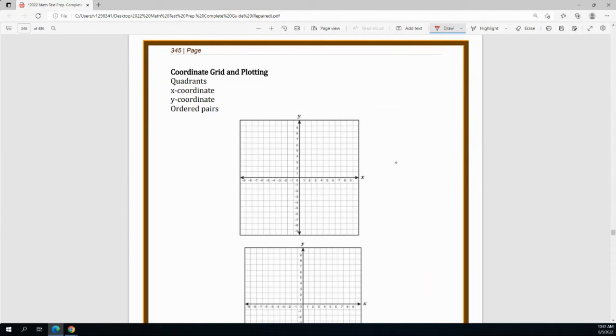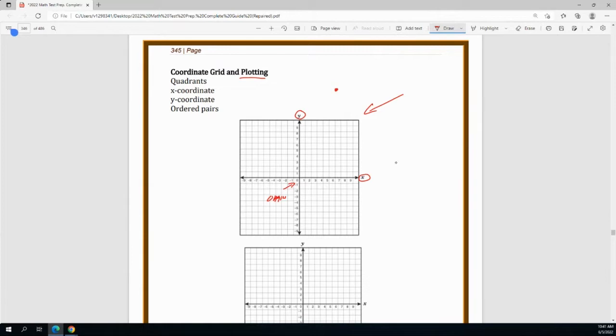Coordinate grid. Okay, the next lesson we want to learn is how to plot. What plot means is actually putting a dot or a mark in a specific spot on this grid. So again, you've learned about the x-axis, which talks about left and right. You learned about the y-axis, which means up or down. Remember that word? And for the center, origin.